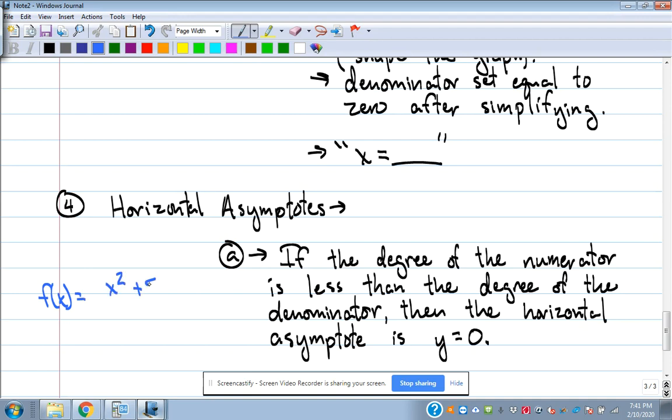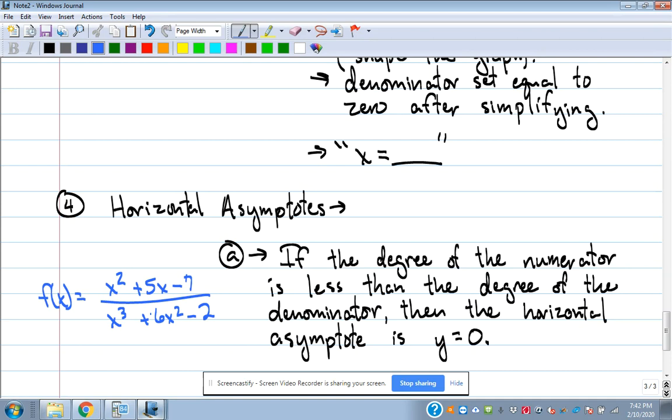Let's say we had x squared plus 5x minus 7 over x cubed plus 6x squared minus 2. Something I know doesn't factor. This is an example of that happening. Okay. The degree of the numerator is 2. The degree of the denominator is 3. So where does degree come from? The exponents on the variables. The degree of the numerator is the highest exponent on a variable in the numerator. The degree of the denominator is the highest exponent on the variables in the denominator.